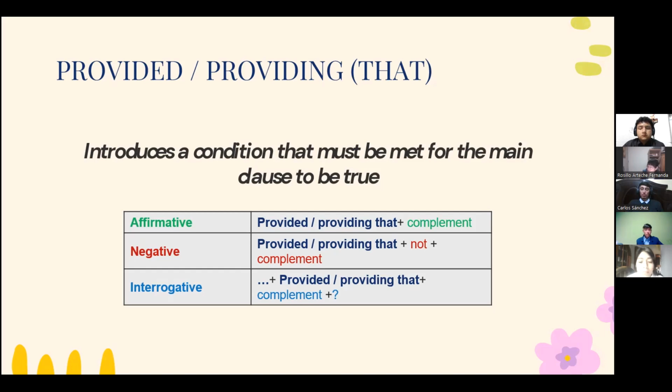The structure of these forms of the clause in affirmative is provided or providing that plus complement or condition. In negative is provided or providing that plus not plus complement or condition. And interrogative is complement or a sentence before plus provided providing that plus complement or condition and plus question mark.